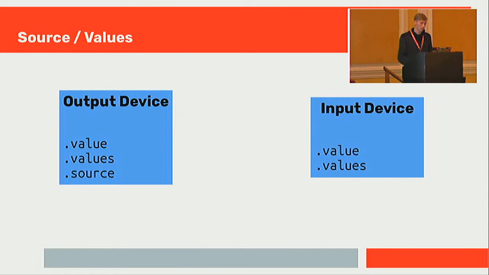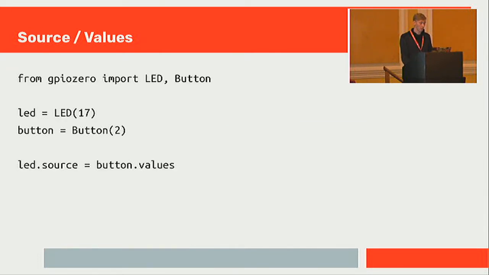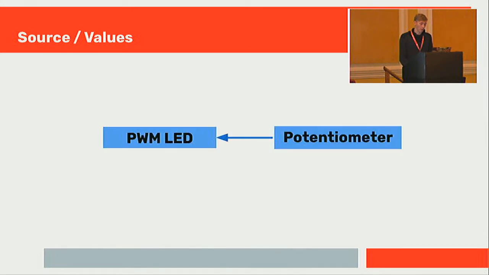And so what we did on the other side, if you look at an output device, any device that can have its value set also has a dot source. That will take in any iterator, including an infinite generator, and continuously iterate over it, setting its current value to whatever comes in. So you can pair these two up by setting the source of one device to the values of another. Pairing up an LED and a button means the button is constantly sending its values into the LED, and then you end up with code like this. Or in the example I just showed, a potentiometer controlling a PWM LED.